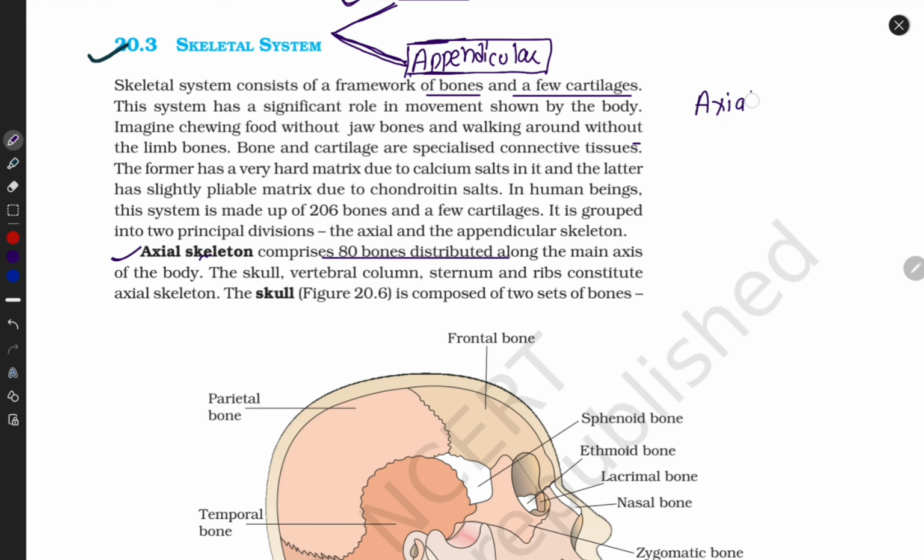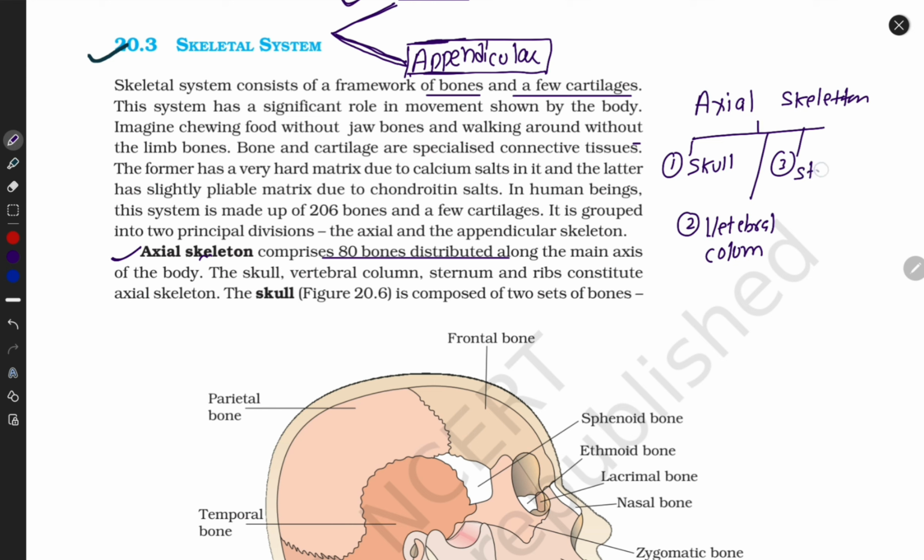In the axial skeleton, we are going to study first the skull, second the vertebral column, third the sternum, and the fourth one is the ribs. Alright guys, let's start with the skull.